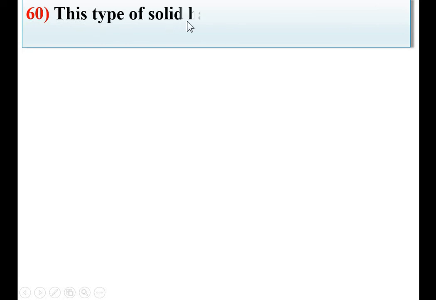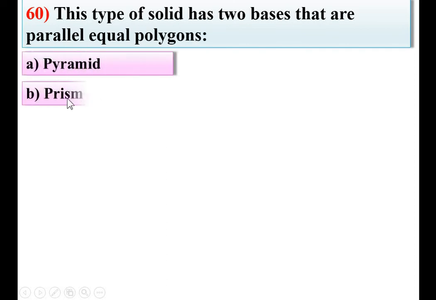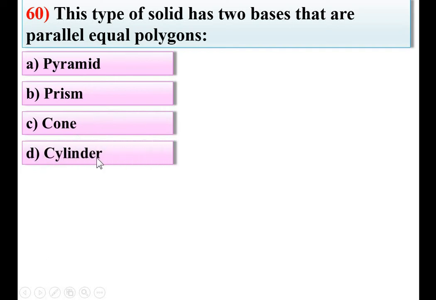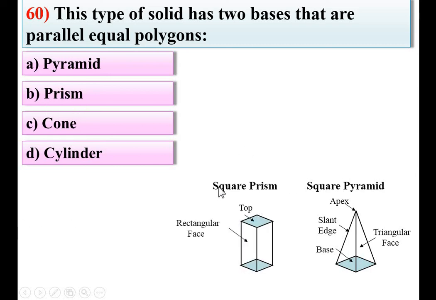Next, this type of solid has 2 bases that are parallel equal polygons. Options: pyramid, prism, cone, cylinder. So let's check one by one all these options. So let's start with the pyramid. So I have considered over here square pyramid. Here you can see only one base. So A is not the correct answer. Now consider prism. I have considered over here square prism. So square prism having 2 base, top and bottom. So B is the right answer.